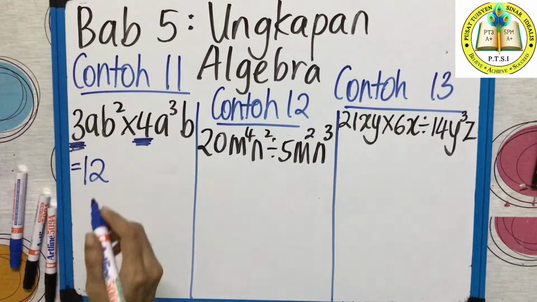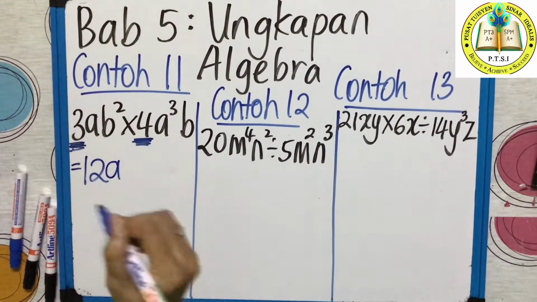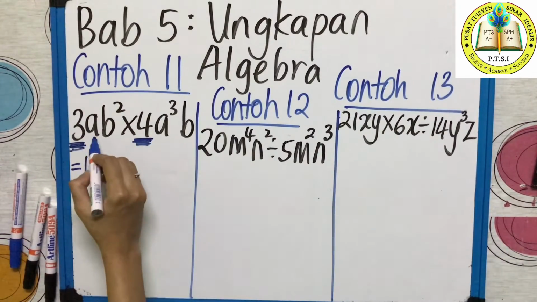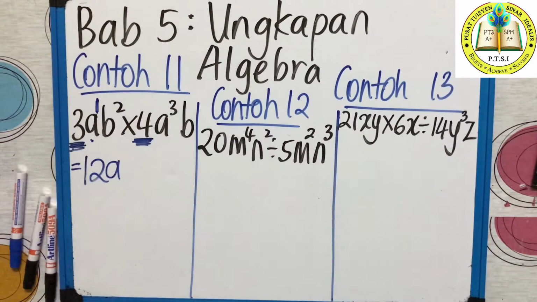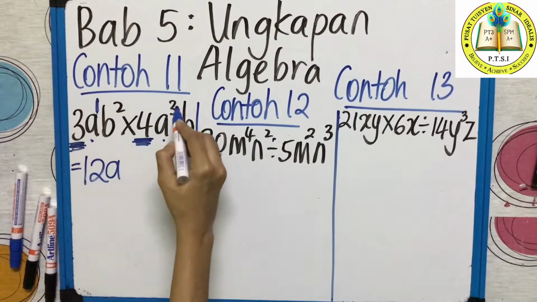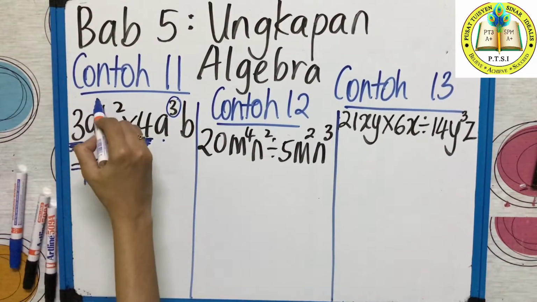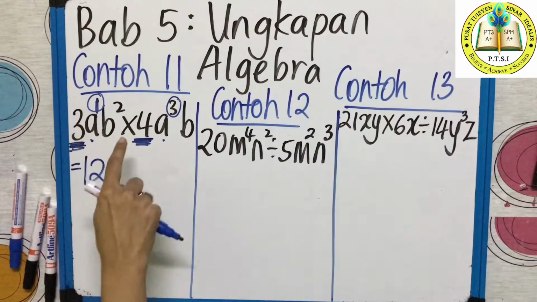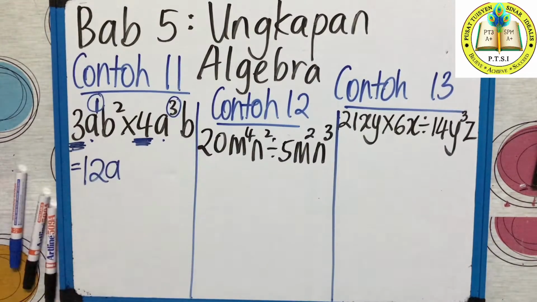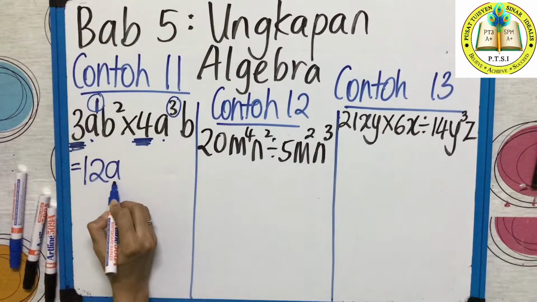3 kali 4, kamu dapat 12. Next one, the A. Ikut urutan lah, lagi senang. A. If you see this A here, tak ada kuasa. So, maksudnya itu adalah kuasa 1. Yang ni A, kuasanya 3. Yang ni kuasa 1, yang ni kuasa 3.